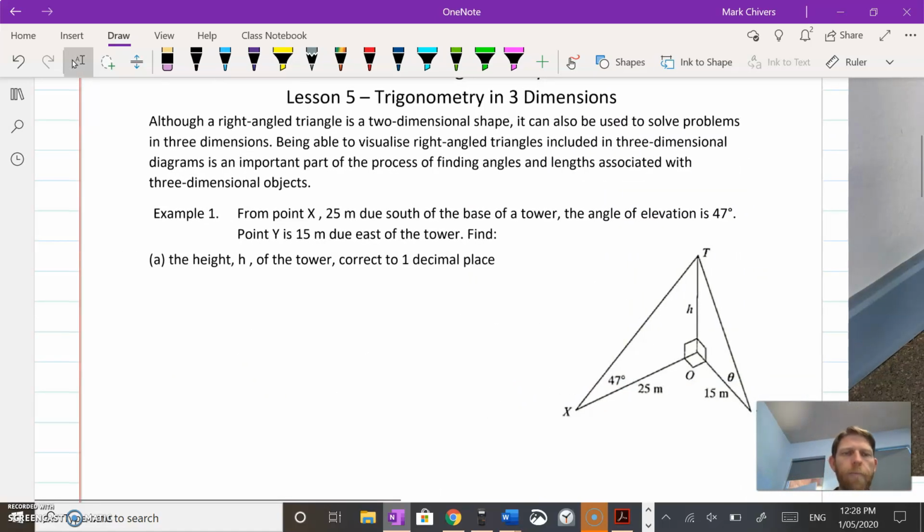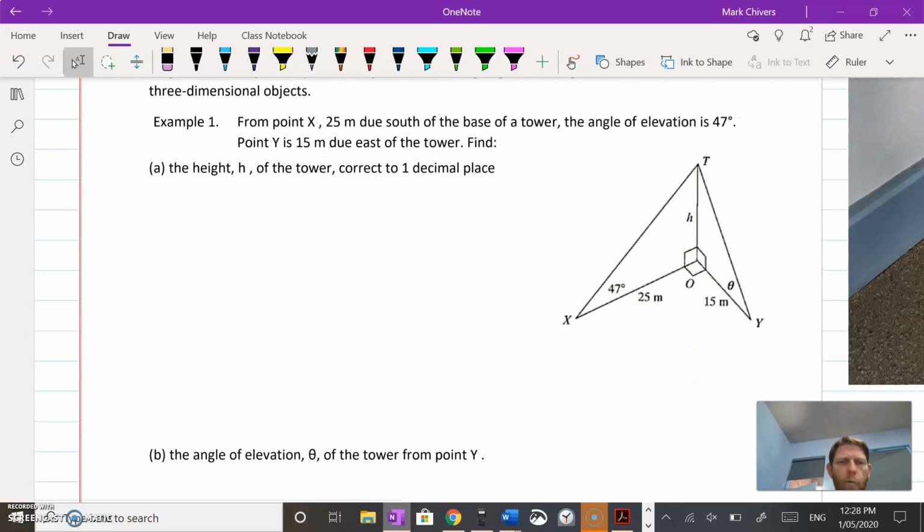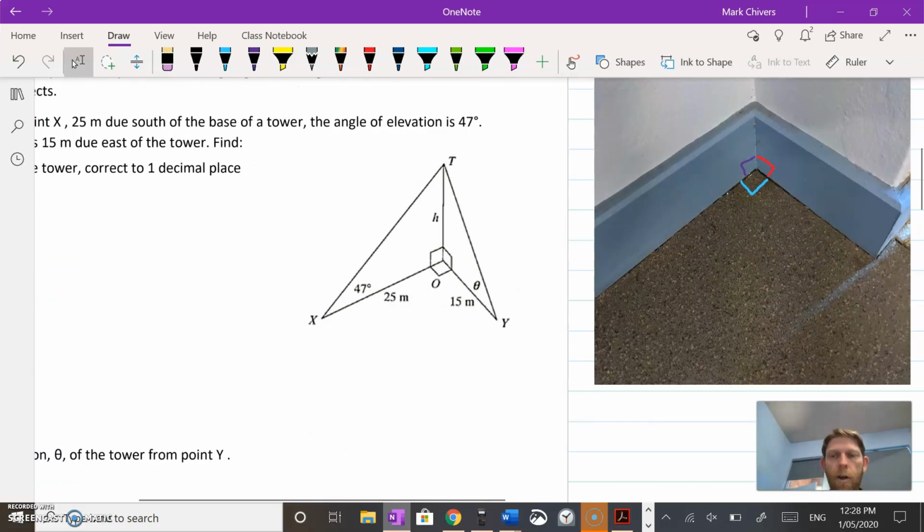Okay, so going here with example 1, from point X, which is 25 metres due south of the base of a tower, the angle of elevation is 47 degrees, and point Y is 15 metres due east, which means that point X and point Y are right angles to each other, because south is at right angles to east. All right, as well as that, the tower is at right angles to the ground. So it's very similar to this situation we've got over here.